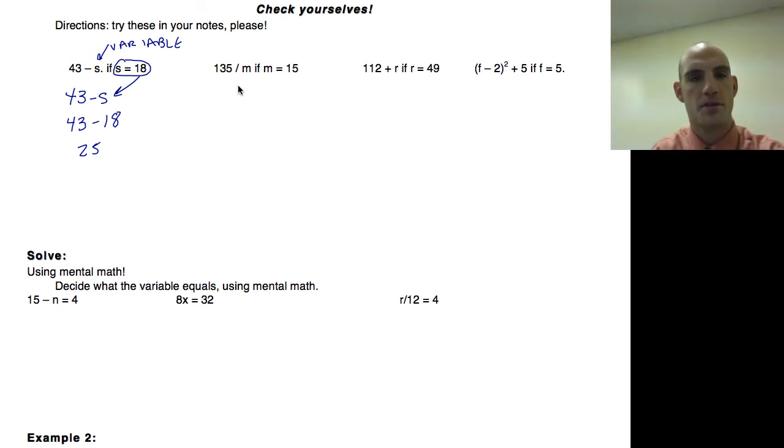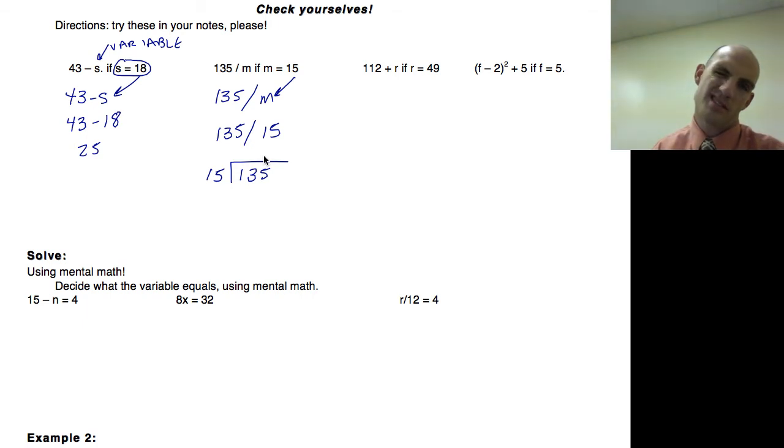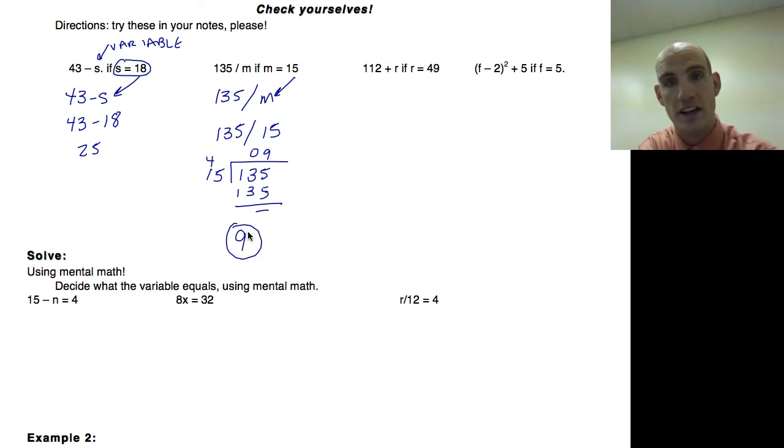135 divided by m, if m is equal to 15. So put 15 in for m, so 135 divided by 15. And I can go ahead and try this. It goes into here 0 times, and we can make a guess. 9 times 5 would be 45. 9 times 1 would be 9, plus 4 would be 13. So 9 is my solution to my equation.